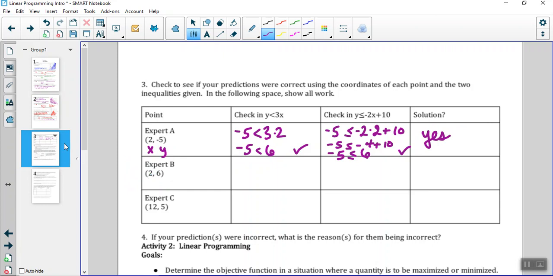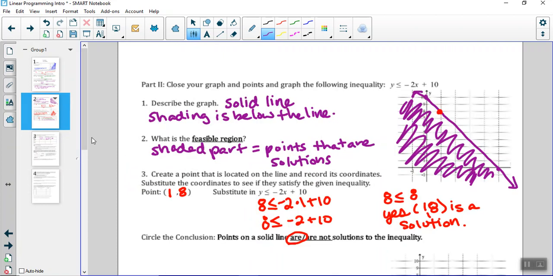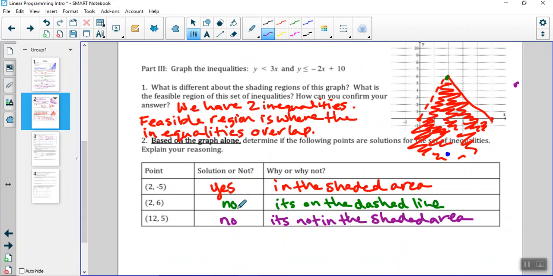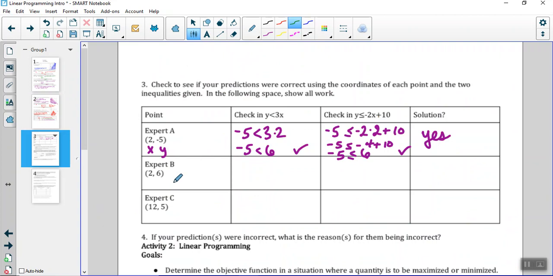Alright, let's go back to the point (2, 6). So what did we say about the point (2, 6)? We said no because it's on the dashed line. So let's check it out algebraically. So here's your x and here's your y. I'm checking in y is less than 3x. So I'm going to put 6 is less than 3 times 2. And I get 6 is less than 6. So 6 is not less than 6. It doesn't even matter if this one works or not. We can already say no, because if it doesn't work in one of them, it doesn't work at all.